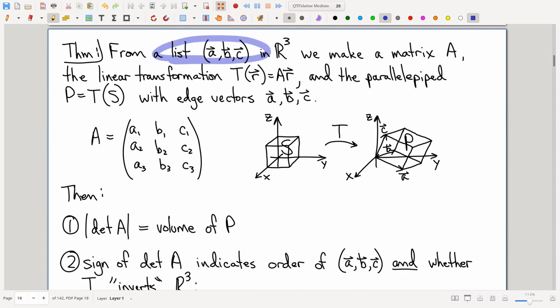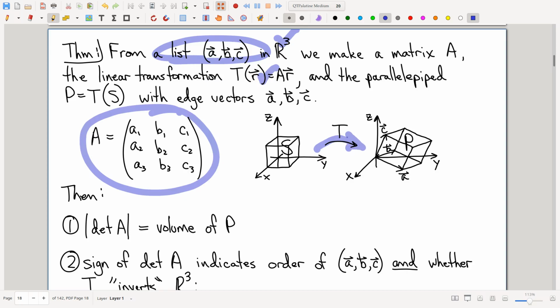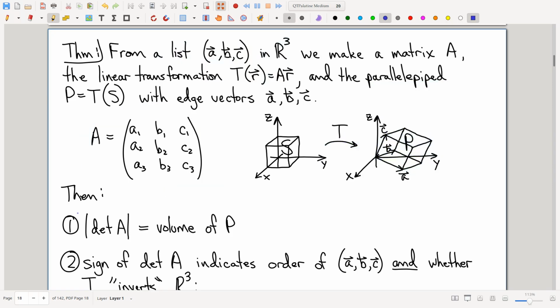Now we have 3 vectors in a list, 3-dimensional vectors. That makes a 3 by 3 matrix, which in the usual way makes an R3 to R3 linear transformation, which produces, I guess you'd say, a 3-dimensional version of a parallelogram. We call that a parallelepiped. It's just a 3-dimensional version of what we saw previously, and the analogous results hold. The magnitude, the absolute value of the determinant, gives you the volume. Now it's not area, it gives you volume.